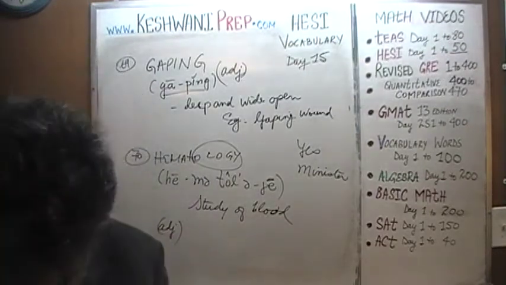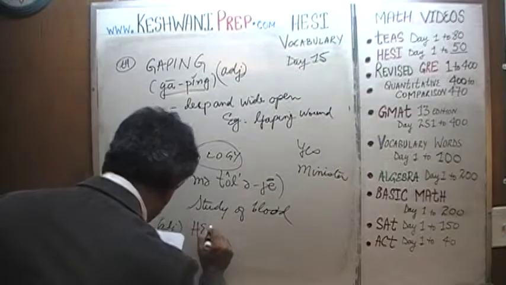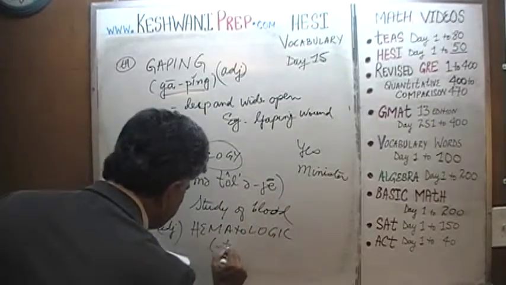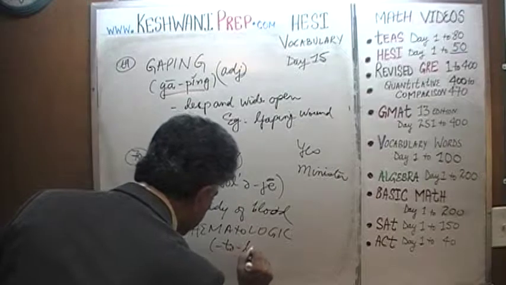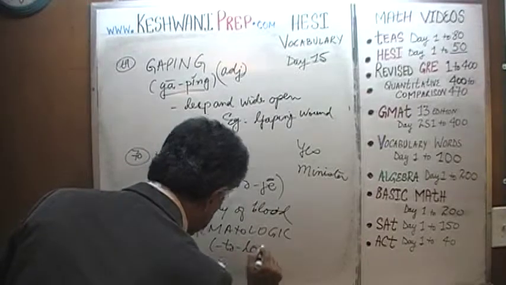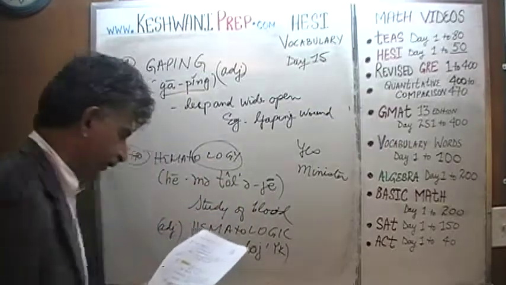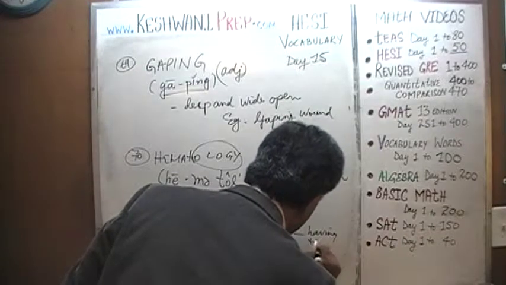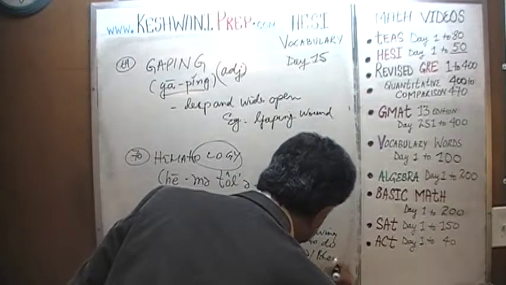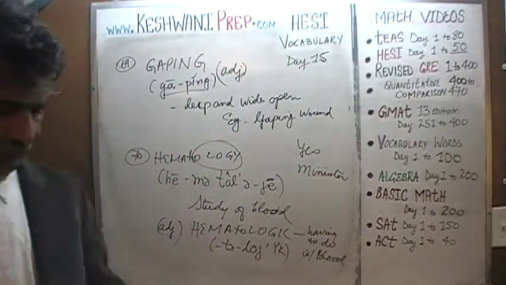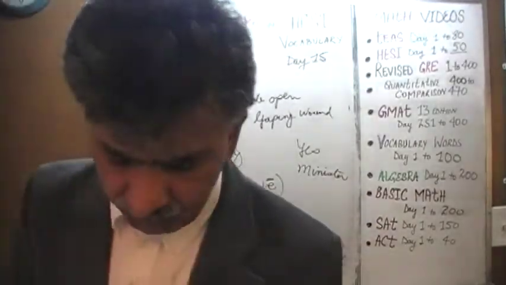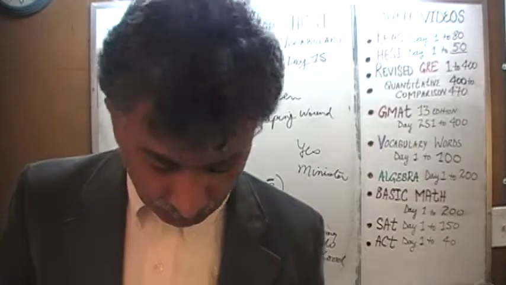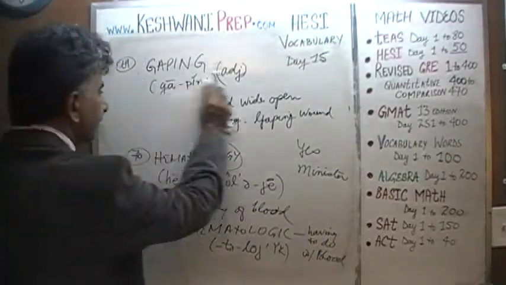The adjective of hematology would be hematologic, which means having to do with blood. Okay. The problem seems to be hematologic. The problem seems to be something having to do with blood. I suppose that's how you would use it. I don't know. I'm not a medical person. Let's move on. Number 71.